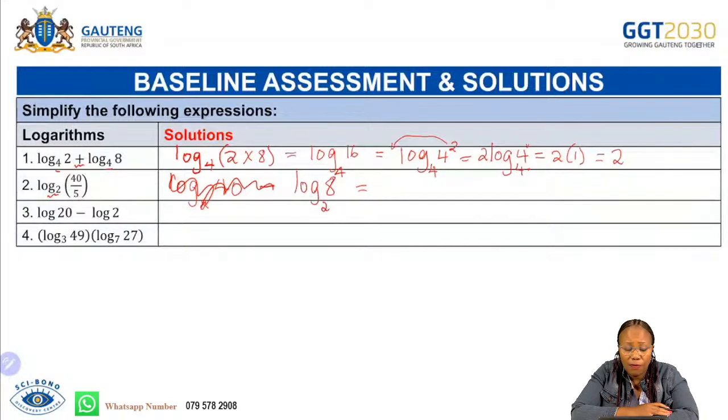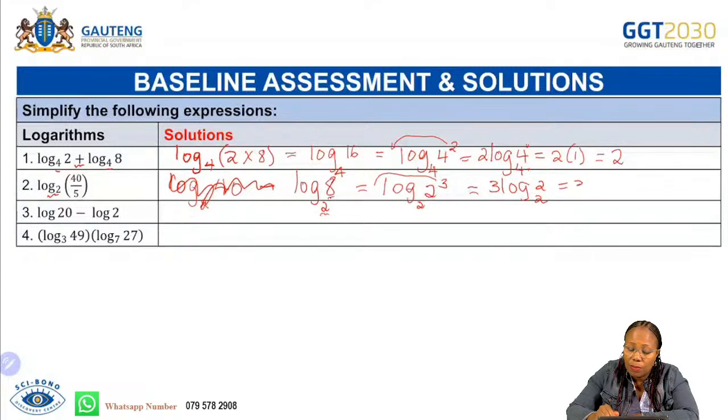And the log of 8 base 2, now you can see that we are controlled by this base 2 here. You can write this 8 with a base 2. So that will be log of 2 to the power 3. You have a base 2 there, which is now taking 3 to the front. That will be 3 log 2 base 2. And the log of 2 base 2 is 1. Then 3 times 1 will be 3.